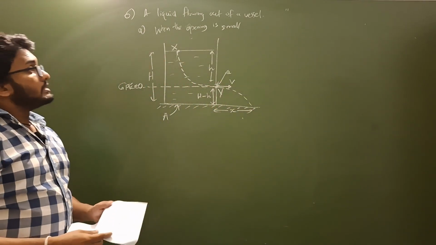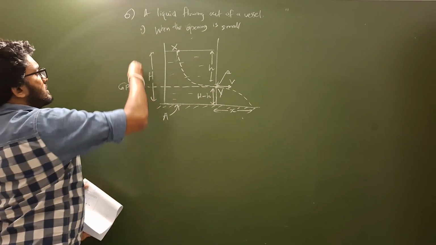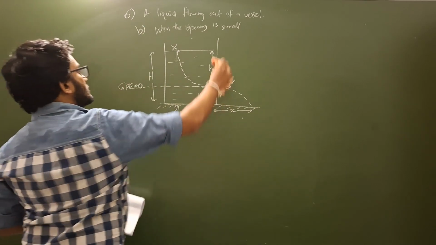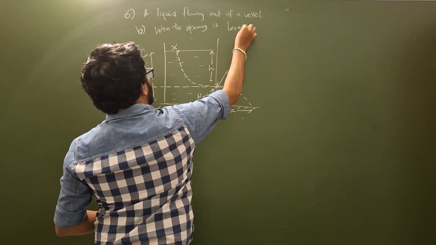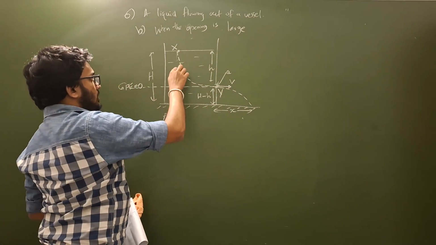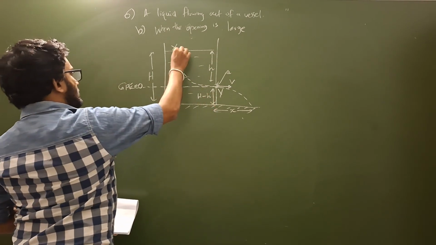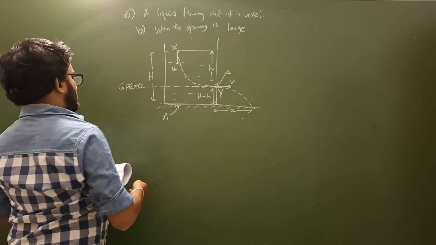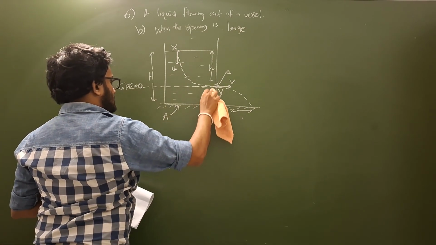Now we are going to the second case, which is simple B, when the opening is not small. So when the opening is large, now we can't neglect this velocity. So you have to draw the diagram again, and let's mark the velocity coming downwards from this position as u. Unwanted things I will just erase. These things I don't need.